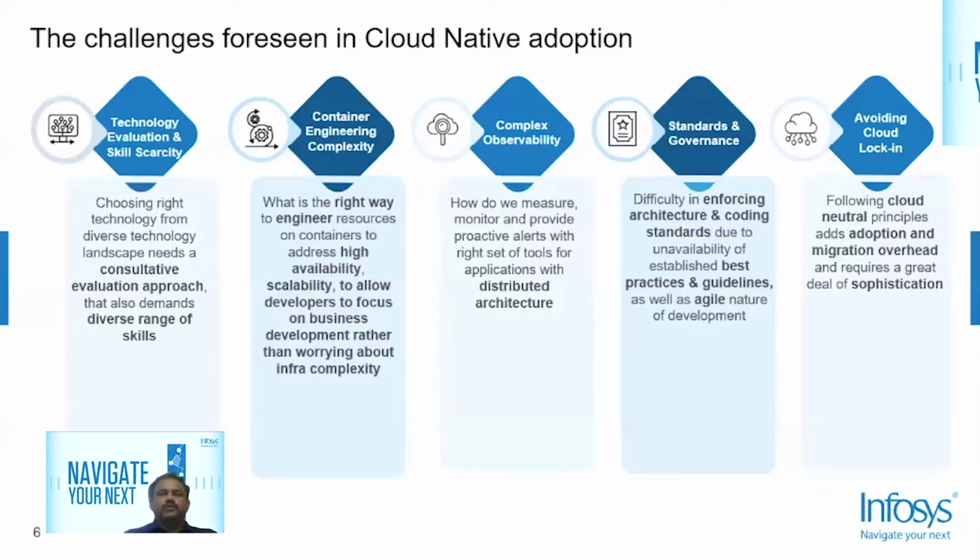Distributed systems introduce complex observability. You really need to monitor your end-to-end ecosystem. You need to have proactive alerts. You need to ensure that your observability is in place, and you will be able to achieve monitoring, tracing, auditing, logging, and that is what is required for your application to perform, to measure, and give an alert proactively so that you would be able to know your issues ahead of time.